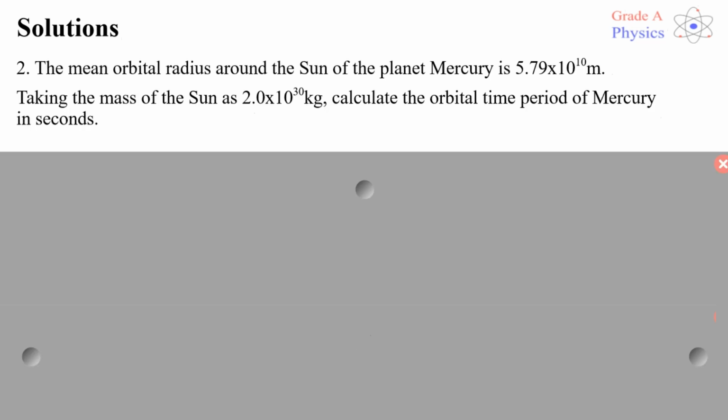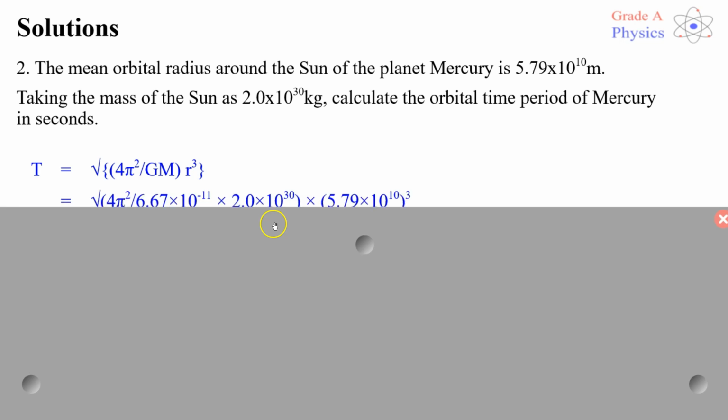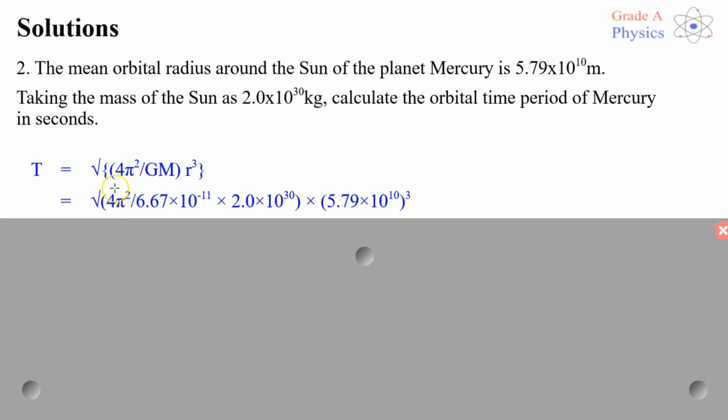Question 2 is your standard calculation with Kepler's third law. We're given the orbital radius, in this case of Mercury. We're told the mass of the sun. We're trying to work out the orbital time period. So we can write out Kepler's third law. I've made T the subject, so it's the square root of everything on the right-hand side. And then we just substitute. The 4 pi squared is constant, so we're dividing by G and the mass, and then we're multiplying by r cubed. So all of this square rooted.